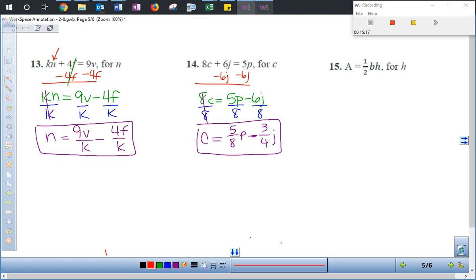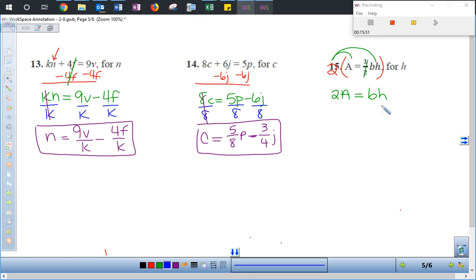Now on number 15, I have a equals 1/2 times b times h. They want me to solve this for h. Now notice, we have a fraction in this equation, and fractions are very, very tricky to work with. So the first thing I want to do is eliminate that fraction, which means I'm going to multiply my entire equation by the denominator, which is 2. Now 2 times a gives me 2a, and then 2 times 1/2 base times height cancels out that 1/2 and just leaves me with base times height.